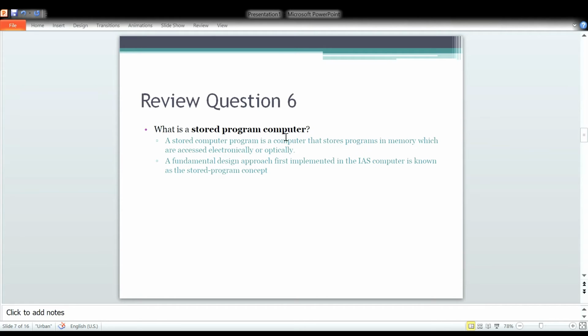What is a stored program computer? A stored program computer is a computer that stores programs in memory which are accessed electronically or optically. A fundamental design approach first implemented in the IAS computer is known as the stored program concept.